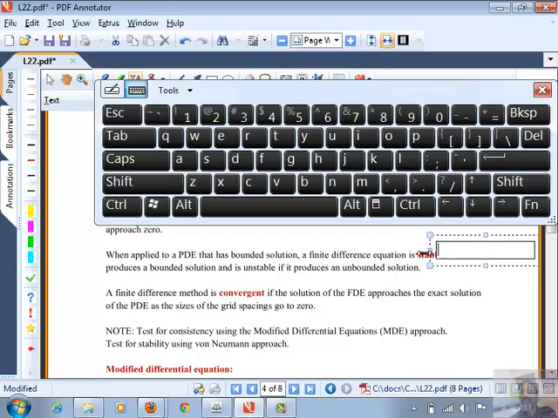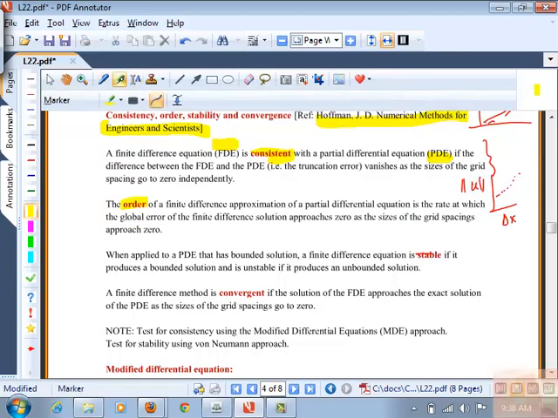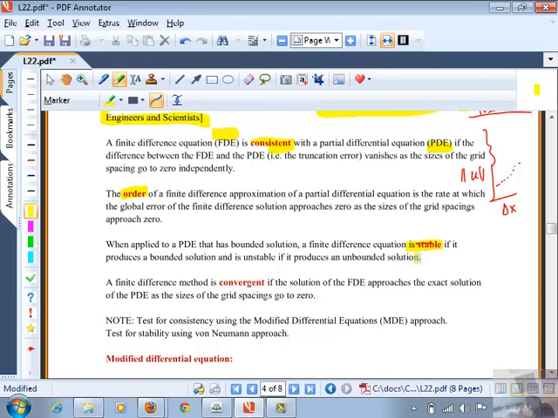What do we mean when we say that a particular algorithm is stable? If the original differential equation has a bounded response, my finite difference approximation should also have a bounded response. Then that numerical method is stable. The idea of stability is a subtle one, particularly when you're doing simulations.